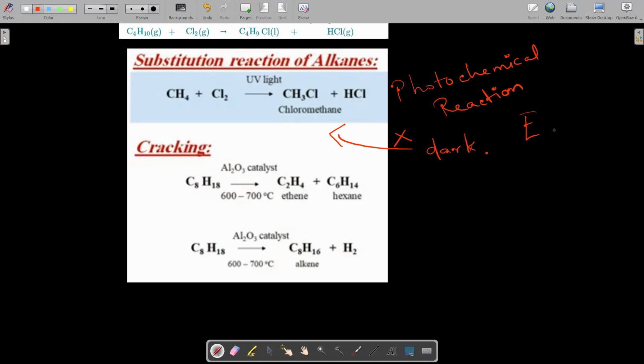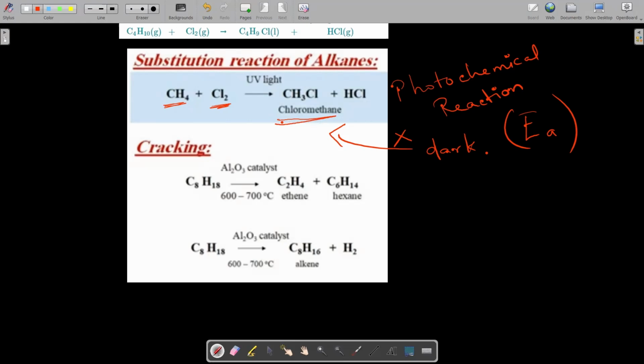Can I write EA for activation energy? So this is the activation energy which splits the chlorine molecules into separate energized atoms. So chlorine will get split into two atoms, and these atoms then react with methane. The overall result is that a chlorine atom replaces a hydrogen atom in the methane molecule to give chloromethane. Hope you have understood this.